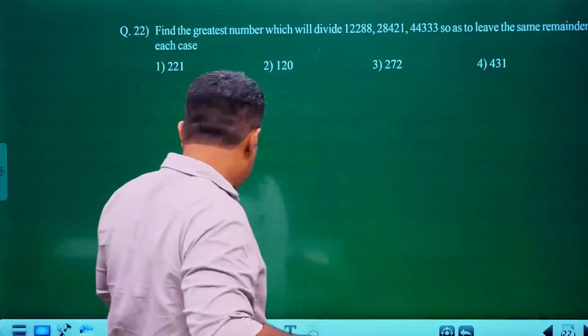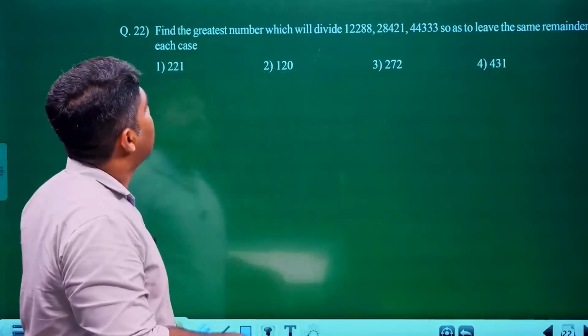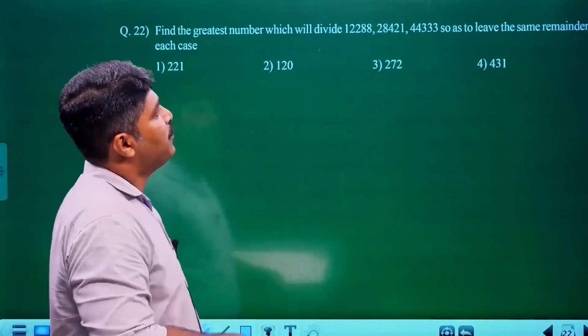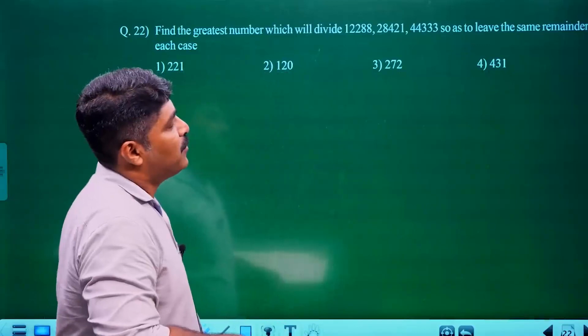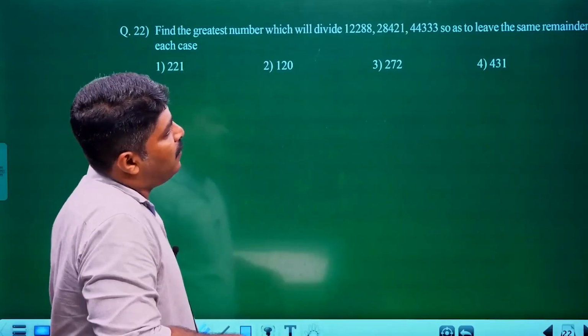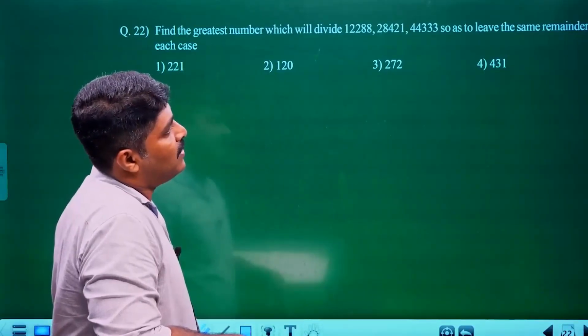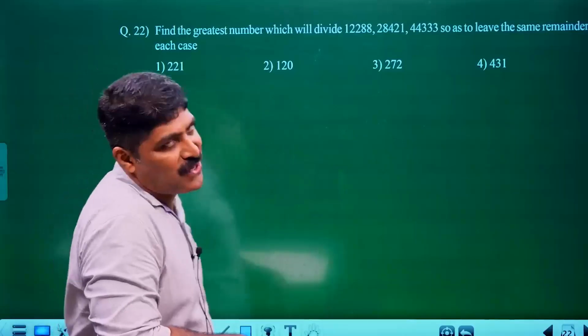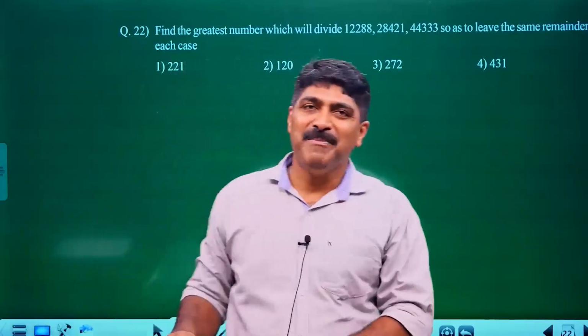And question number 22 here. Find the greatest number which will divide 12288, 28421, 44333, so as to leave the same remainder in each case. So it's again a question from numbers.